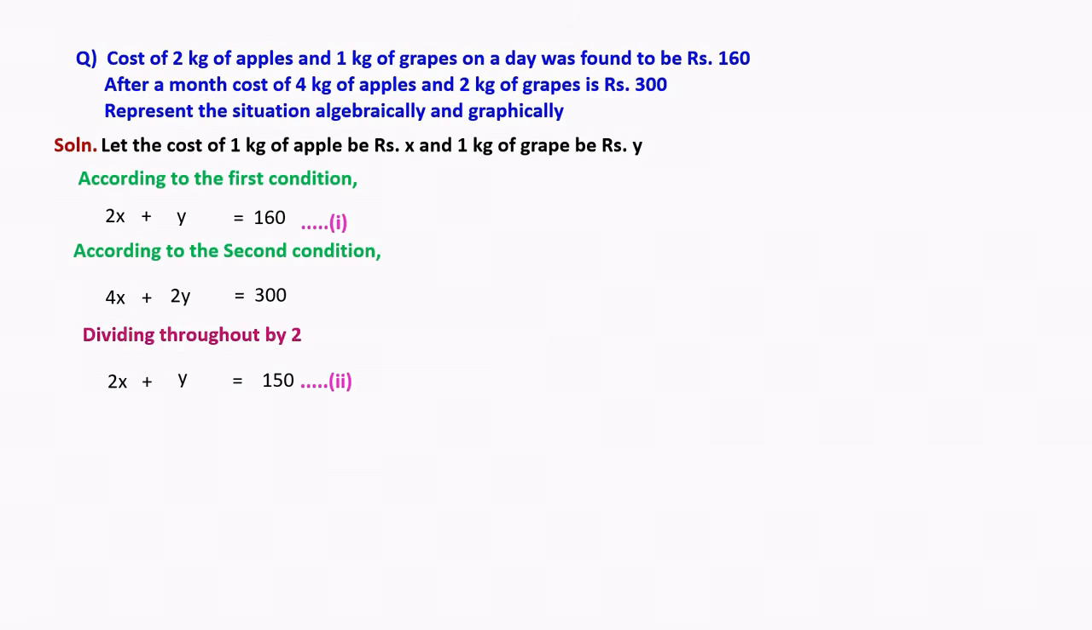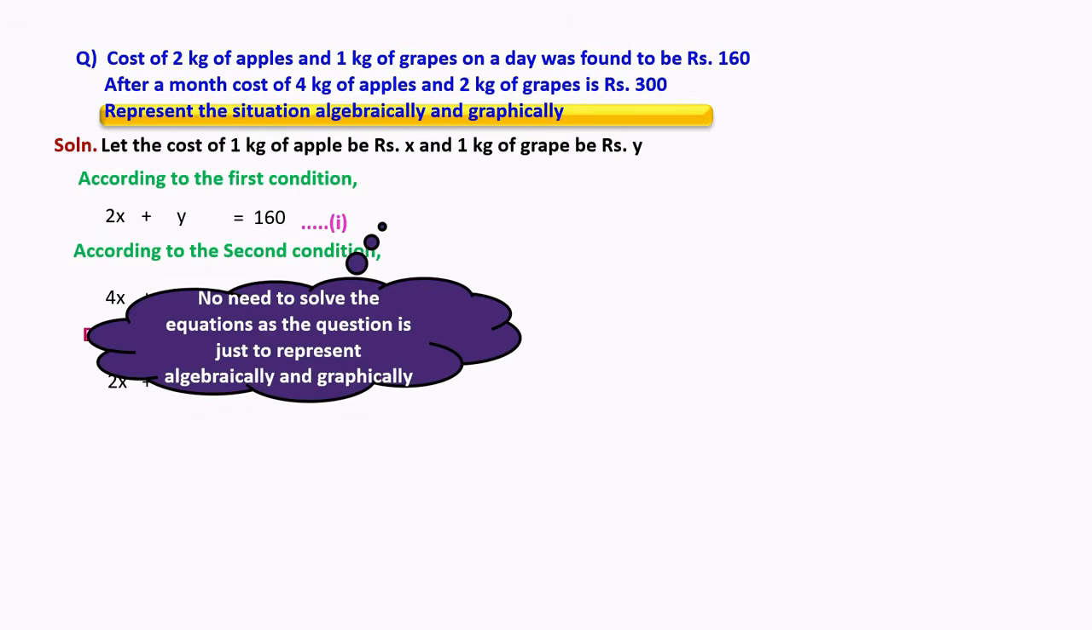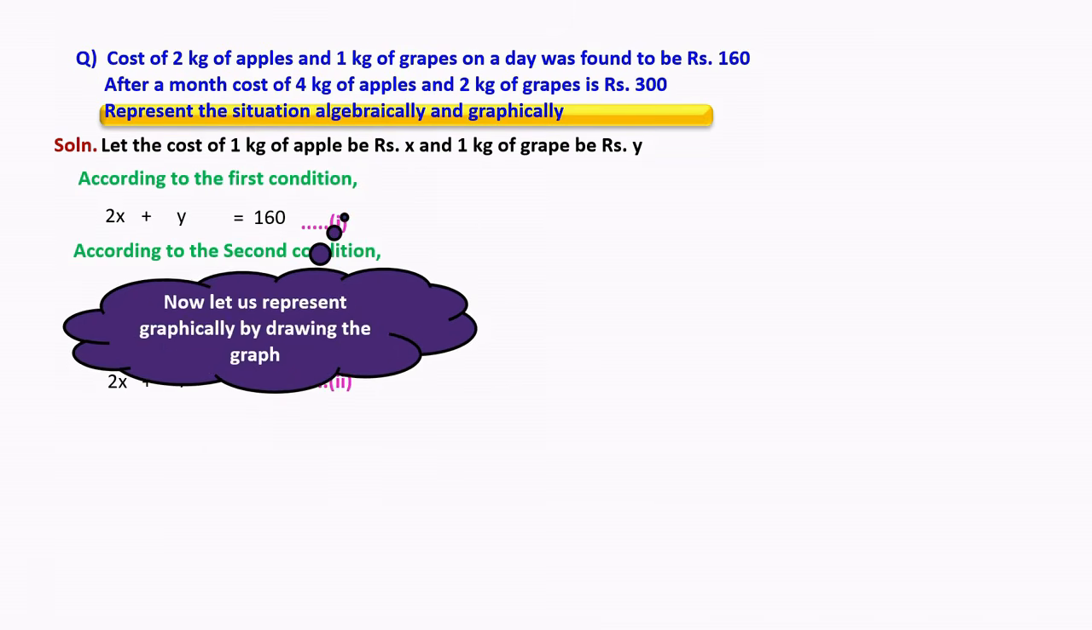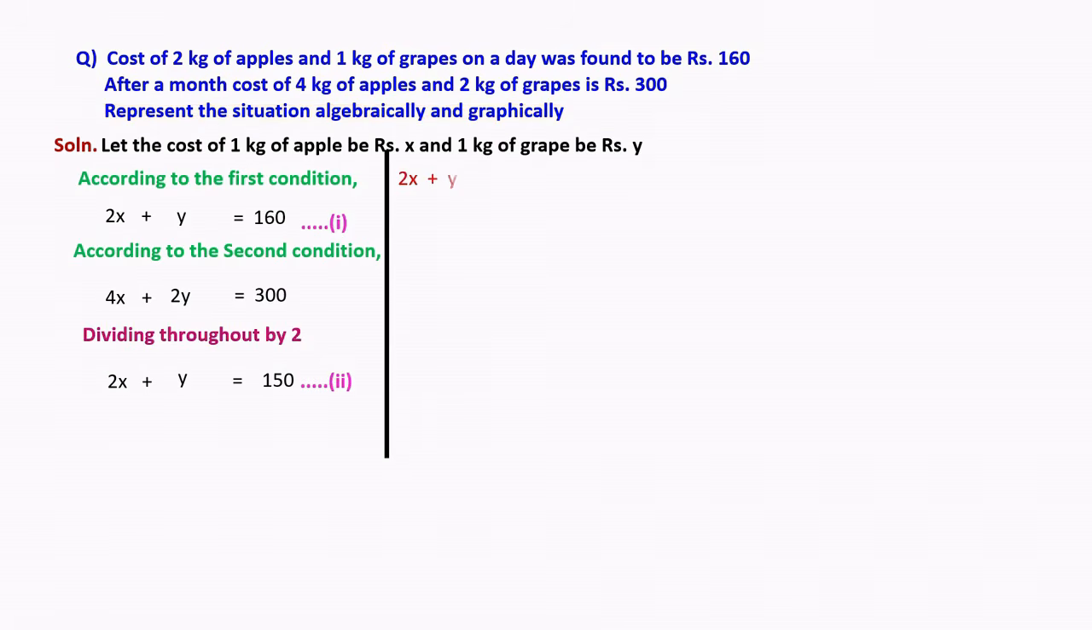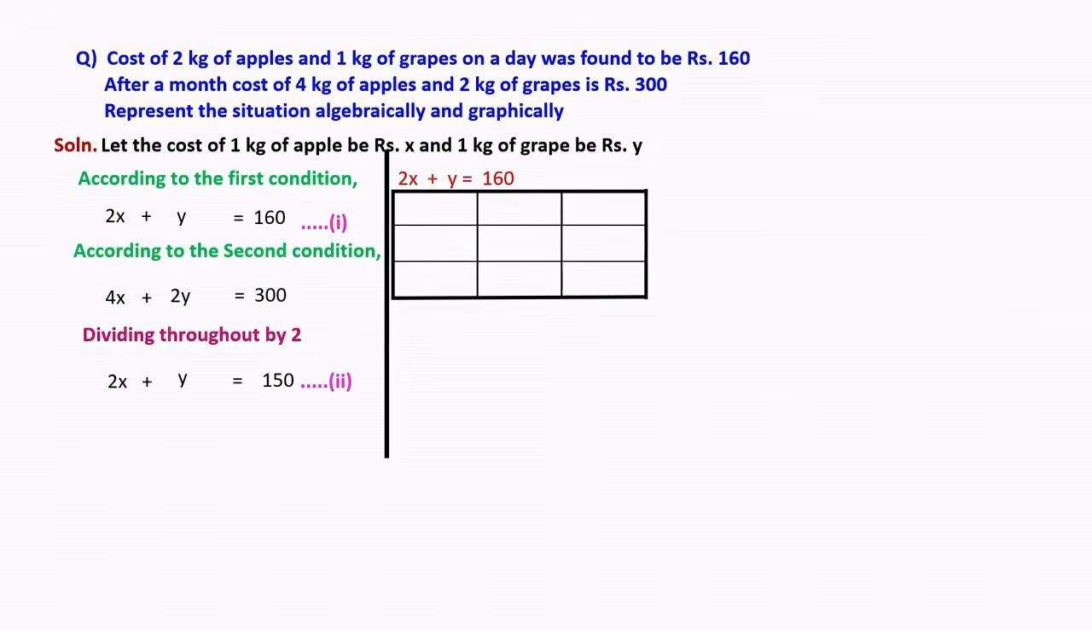This is equation 2. No need to solve the equations, as we only need to represent them algebraically and graphically. Algebraically, the equations are 2x plus y equals 160 and 2x plus y equals 150. Now, for graphical representation, for the first equation, when x is 0, y is 160, and when y is 0, x is 80. So, the points are (0, 160) and (80, 0).